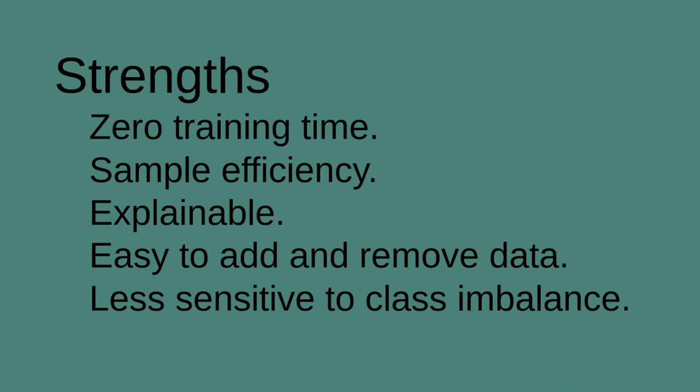K-nearest neighbors is explainable. If you ask me why the algorithm picked a certain value at a certain point, I can point to the specific measurements around it that influenced it and tell you exactly how they contributed. That type of explainability is very rare. And if you're in a system where you need to know why a certain answer was arrived at, you can't do better than k-nearest neighbors.